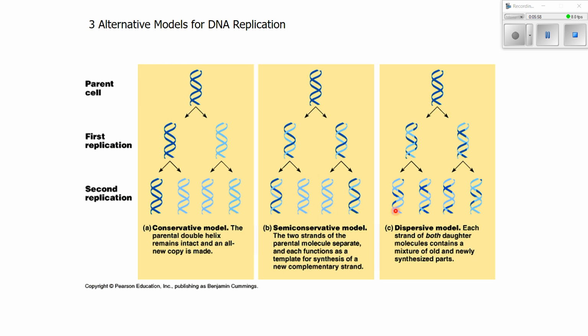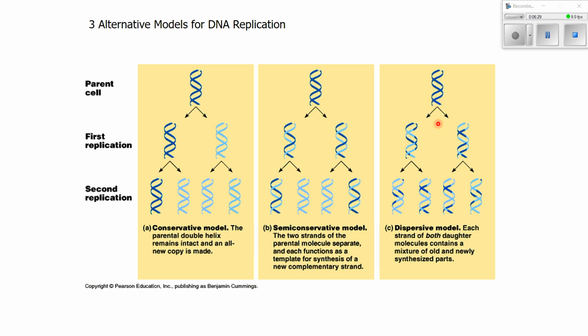And then the strangest model of all is called the dispersive model, which basically says in order to copy this double-stranded DNA, you first just have to chop it up into little pieces. So notice you've got these little fragments of dark blue that are just kind of scattered evenly around, and then the gaps are filled in with brand new DNA. It's the dispersive model because you're basically chopping up the DNA and dispersing the pieces.